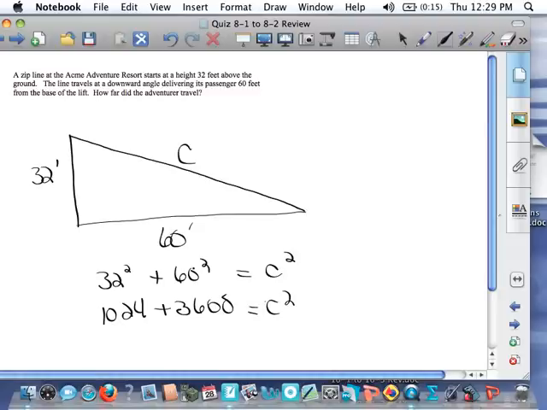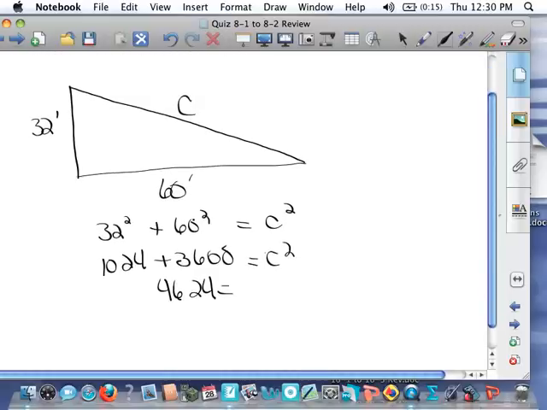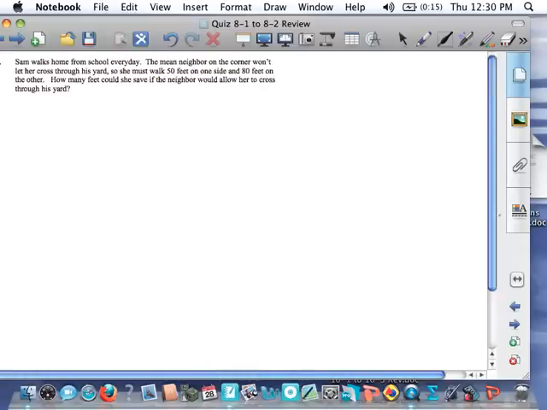So 1,024 plus 3,600 is going to be 4,624. First thing, now this is a word problem and we're talking about distance. So just take the square root of that 4,624. Oops, it's a perfect square, 68. So 68 feet is the distance that the adventurer would travel down the zip line.